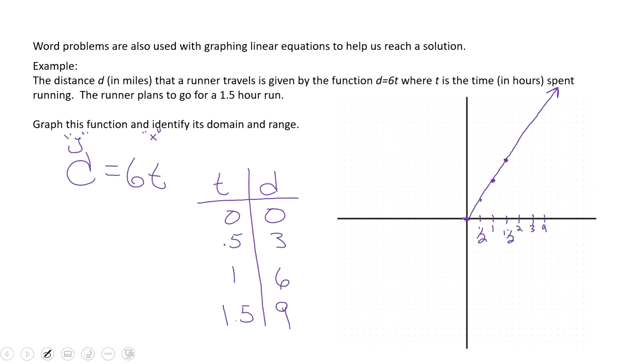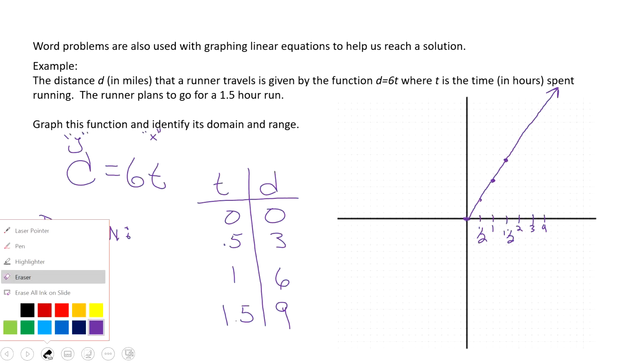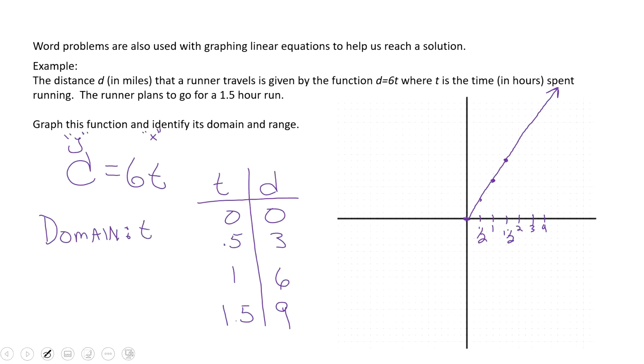So when we try to identify the domain and range, remember domain is all the possible values for x. So in our example, the domain, for t, has to be greater than or equal to 0, because nobody's figured out how to go back in time yet. So we can't have negative time. Does that make sense?